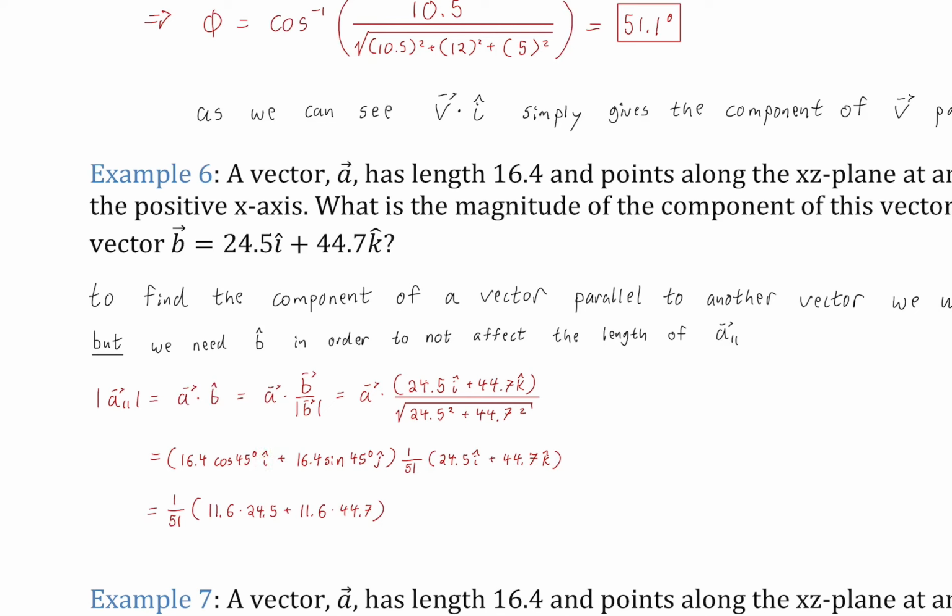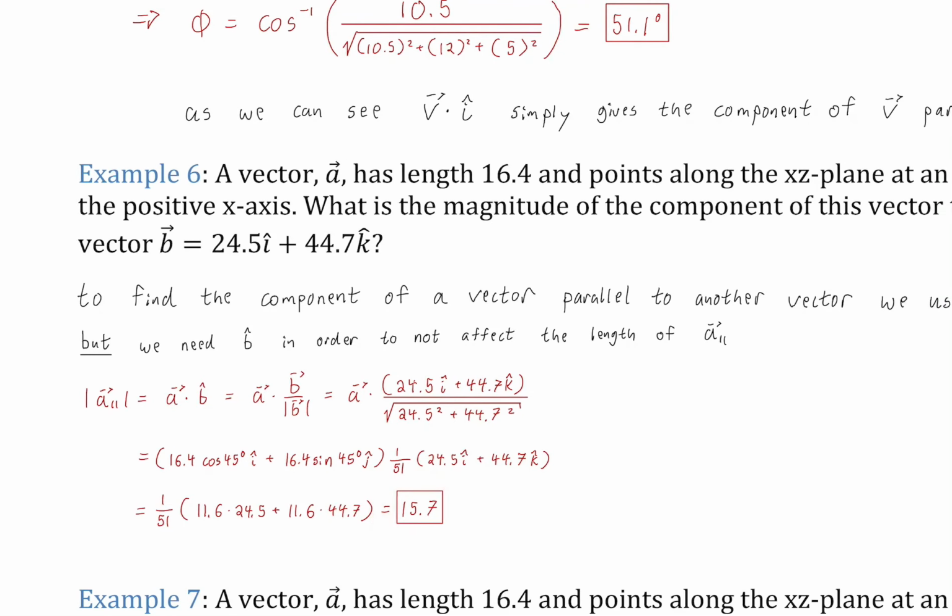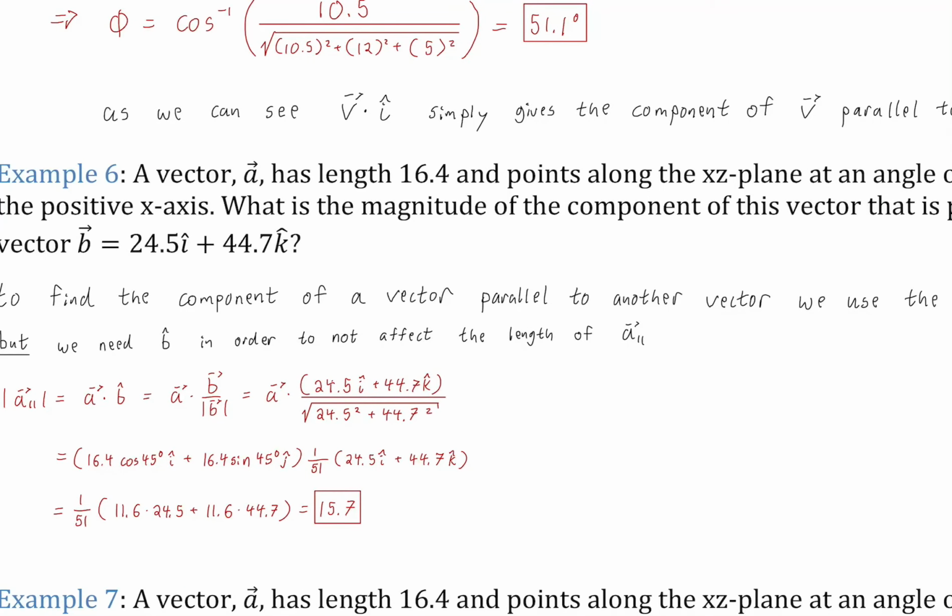And then we just get 11.6 times 24.5, and then 11.6 times 44.7. The 11.6, by the way, is just 16.4 times sine or cosine, for that matter, of 45 degrees. You can check the numbers here. The 51 just comes from the square root of 24.5 squared plus 44.7 squared. So this right here, the whole denominator, is 51. And that gives us 15.7. So pretty close to the full magnitude of A.